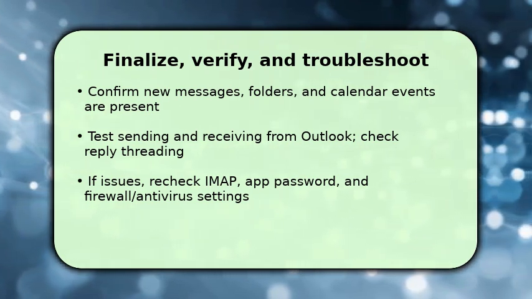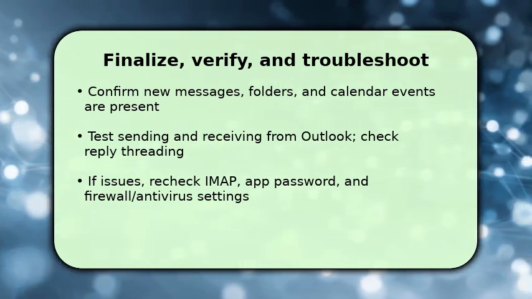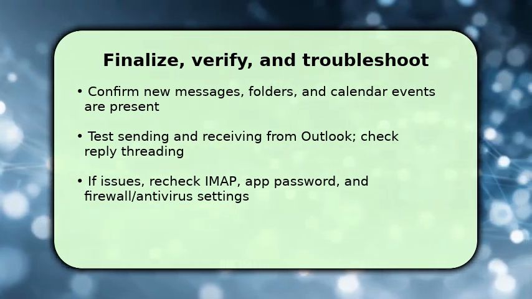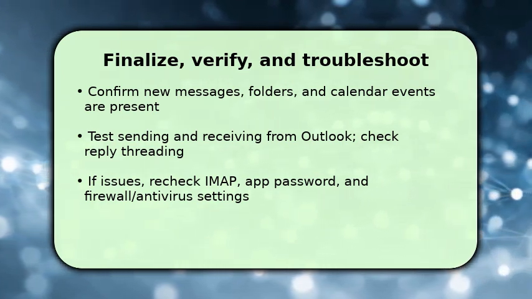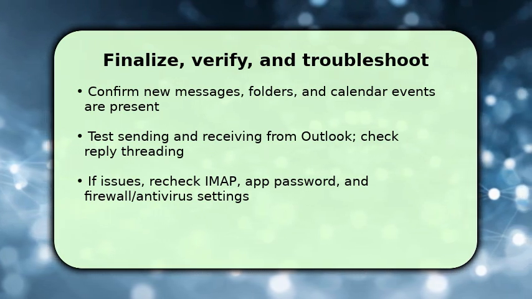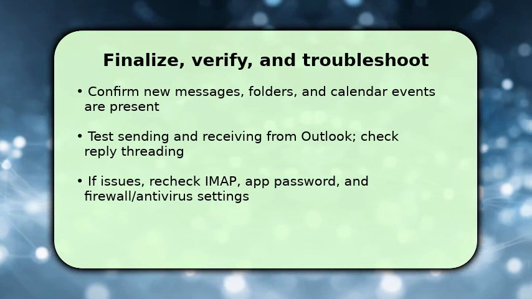If something's missing, recheck that IMAP is enabled and that you used an app password when two-step verification is on. Also inspect firewall or antivirus blocking. If sync stalls, remove and re-add the account or reduce the download range. These steps resolve most problems quickly, so you can use Outlook reliably.